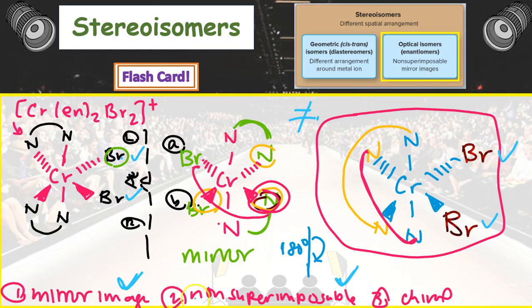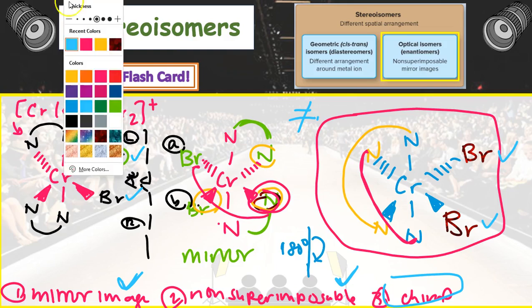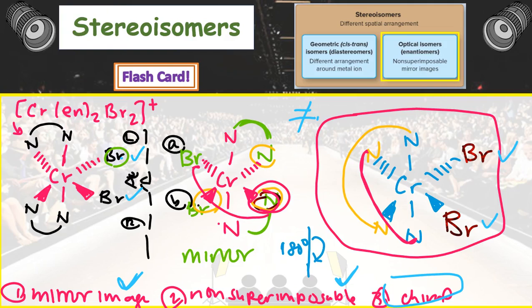We now have our mirror image, and we know they're non-superimposable. Now the final thing we have to ask is, is it chiral? That's how we're going to verify it. To answer this question, we have to understand what it means for these compounds to be in chiral environments.